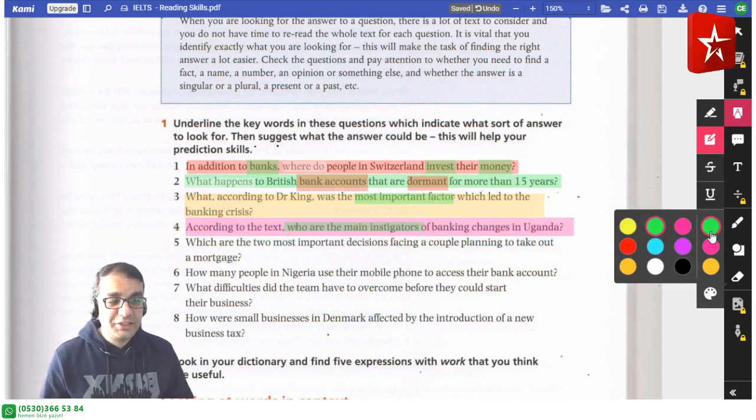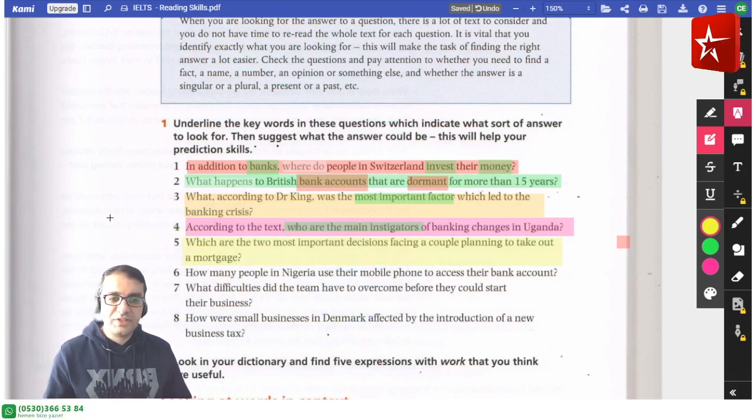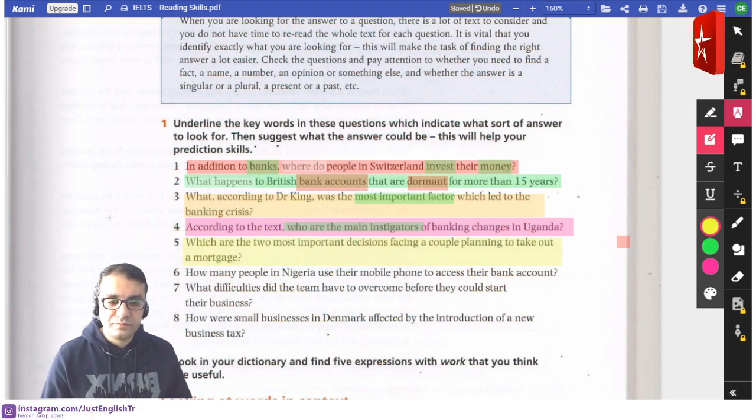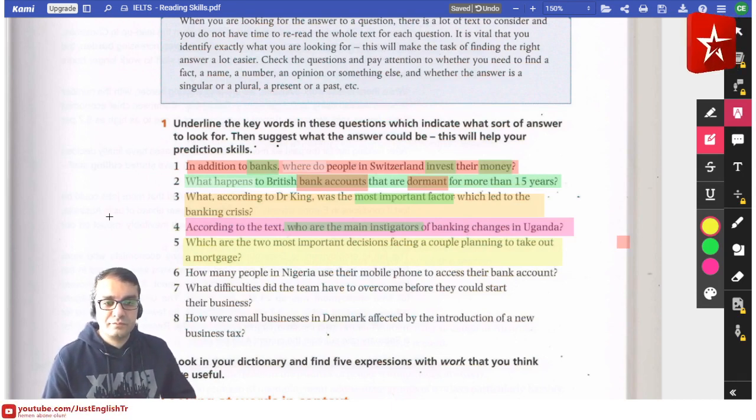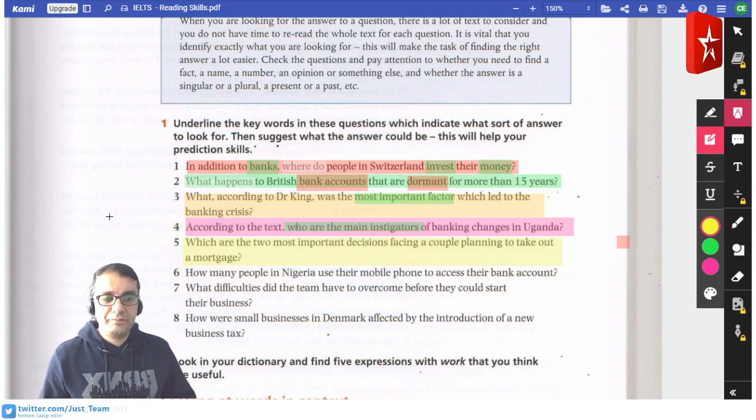Okay, my dear friends. It's been all of us now working in a good concept. Let's go for number 5. Where is the keyword in number 5? Which are the two most important decisions facing a couple planning to take out a mortgage?